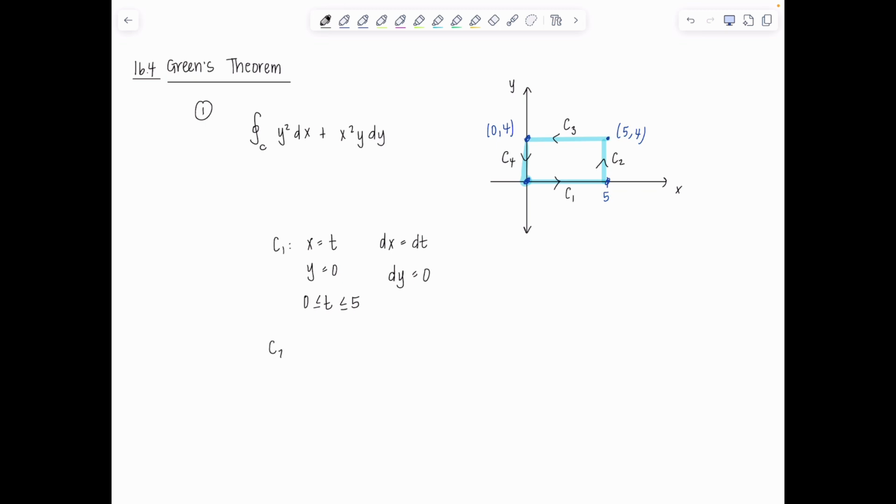Okay, curve 2, x is equal to 5, and y is equal to t. In this case, my parameter t varies between 0 and 4. dx is 0, and dy is dt.